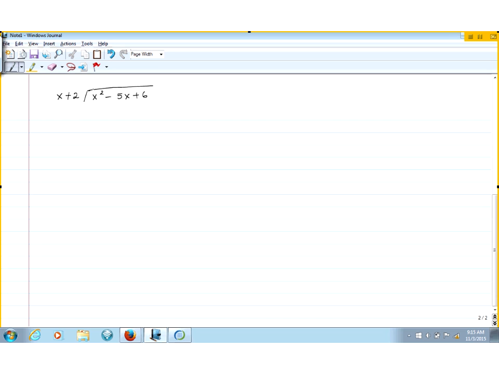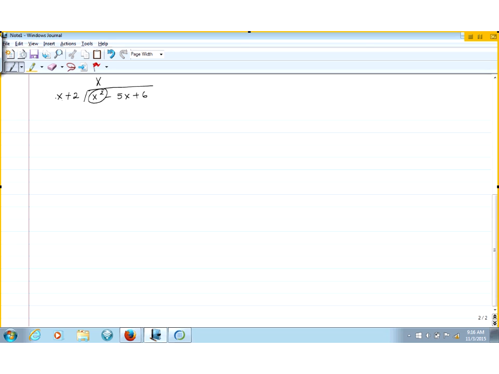All right. So we're going to do long division. Can you guys pay attention? This is important. Now, when you divide, we're dividing the leading term by the leading term. So what is x squared divided by x? That is x. Good.